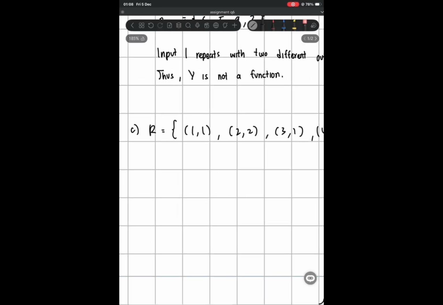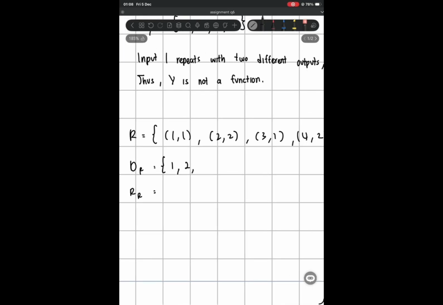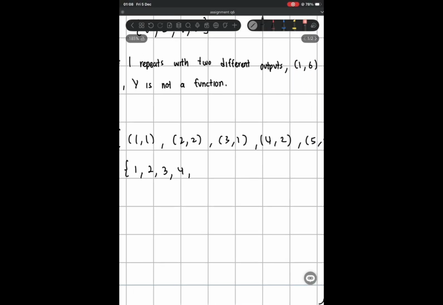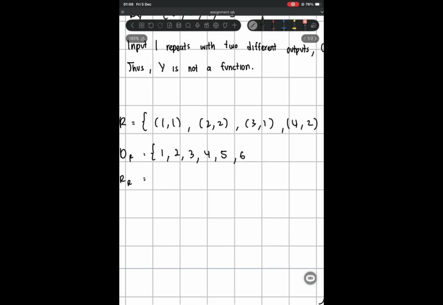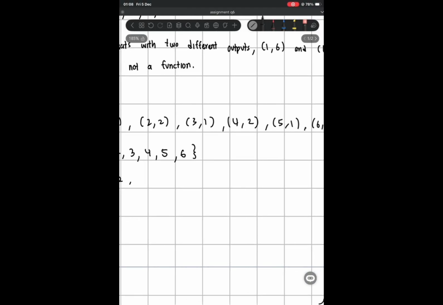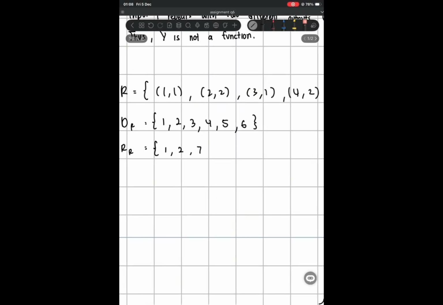So it's the last question, question C. We just repeat all the steps from question A and question B. So we list down the domain and the range. The domain for question C is 1, 2, 3, 4, 5, and 6. The range is 1, 2, and 7.